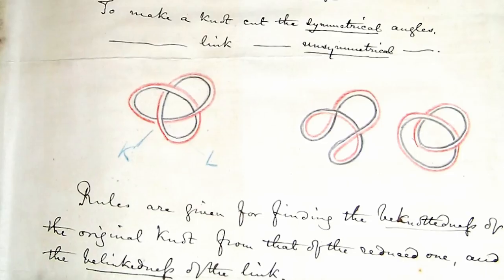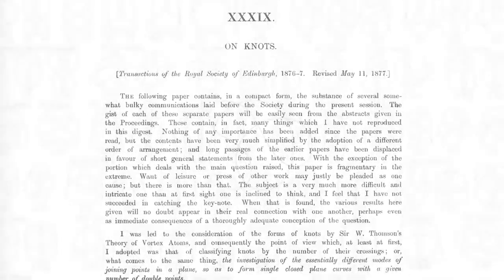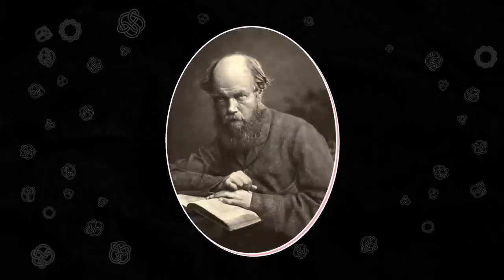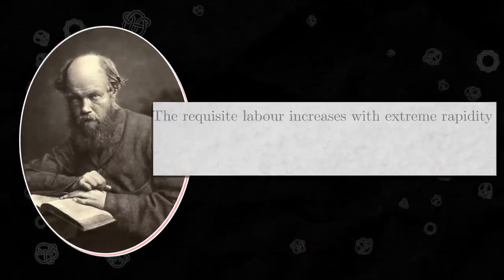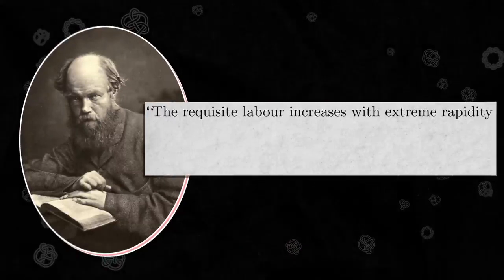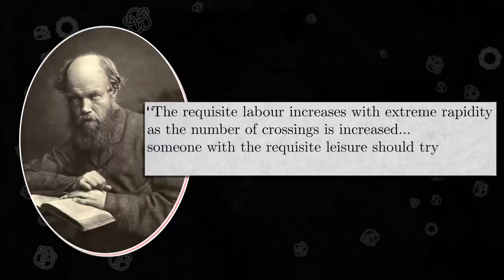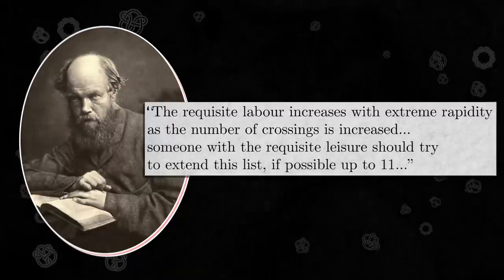Assisted in part by hundreds of letters with Maxwell, Tait published his list of knots up to 7 crossings in 1877, the first math paper with the word knots in its title. Then, Tait paused his search for 7 years. In a speech, he stated, "The requisite labor increases with extreme rapidity as the number of crossings is increased. Someone with the requisite leisure should try to extend this list, if possible up to 11."